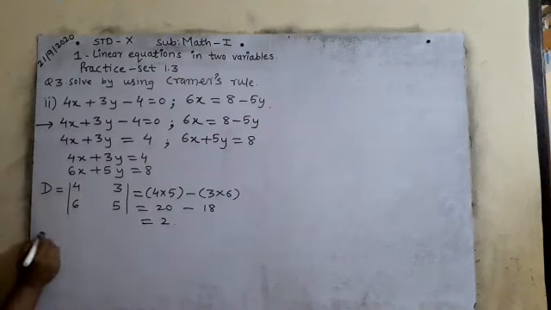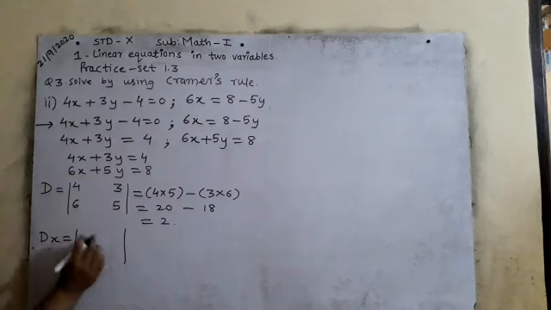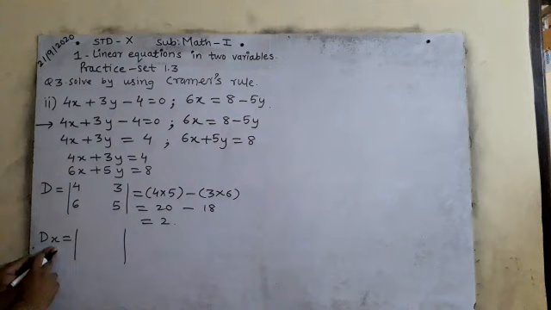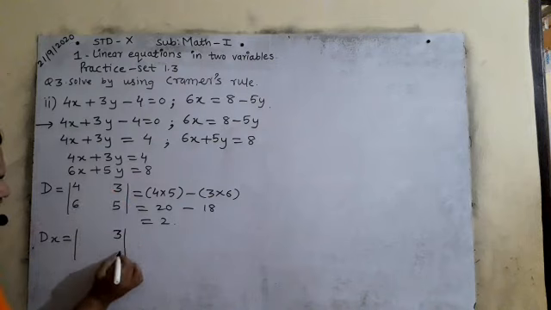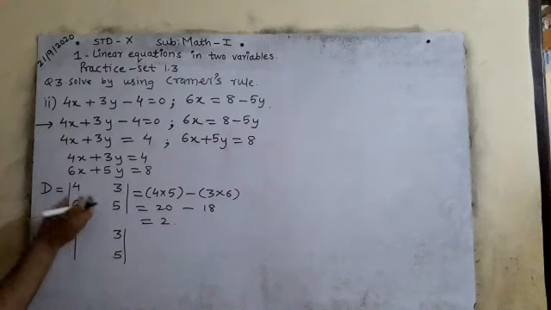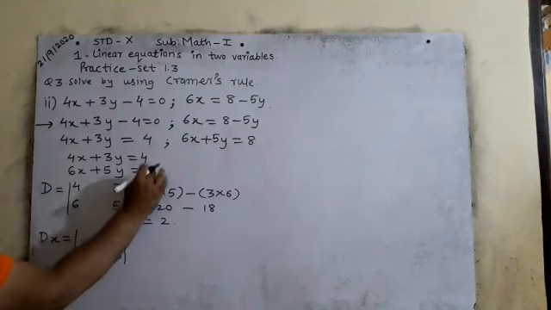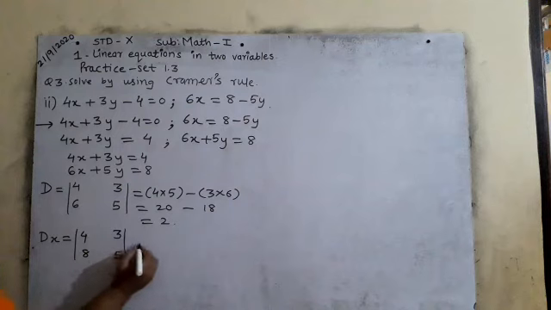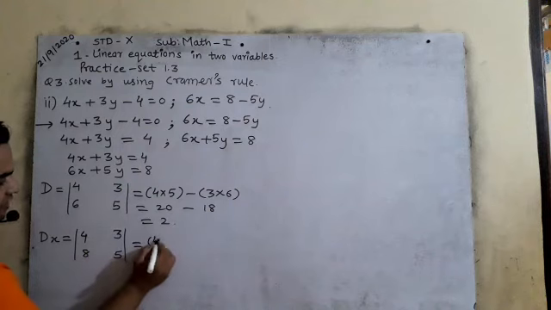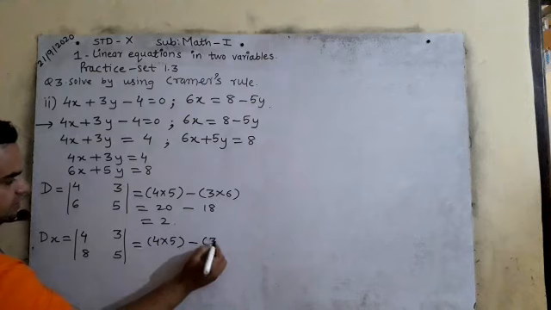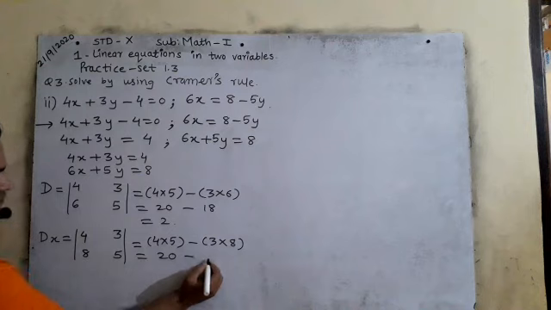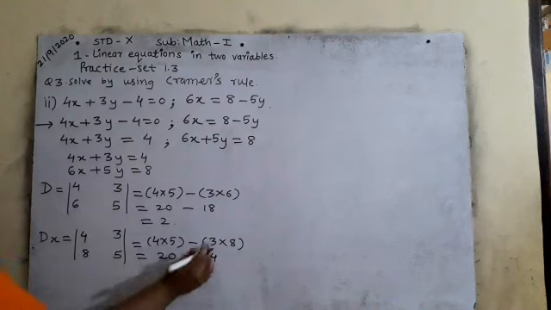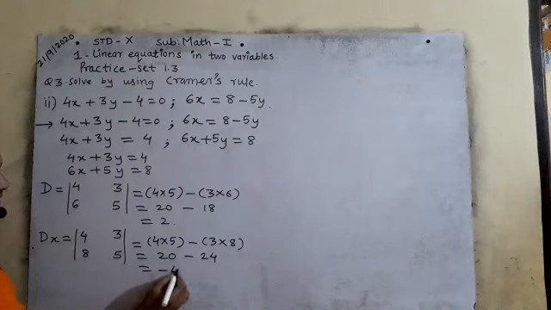Now after d we will find dx, right? Now what four numbers will come here? Dx. Remember these are the coefficients of x. Coefficients of x, remove, take out. So what you have to write? Coefficients of y as it is, 3 and 5. Take out these coefficients of x. Then what you will write here? This 4 and this 8. So you will write 4 multiplied by 5 minus 3 multiplied by 8. So the answer is 4 5s are 20 minus 3 8s are 24. So the answer will be minus 4.